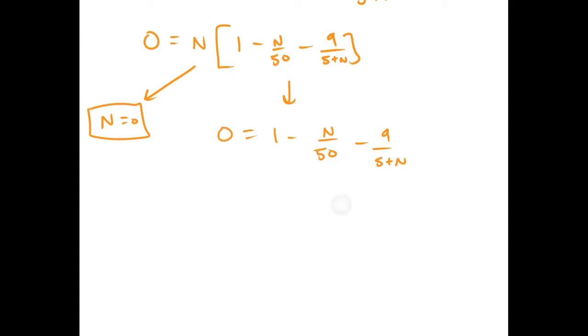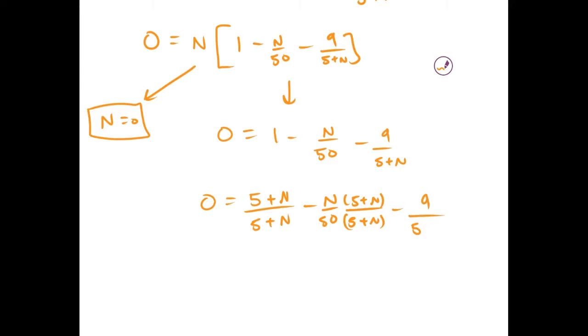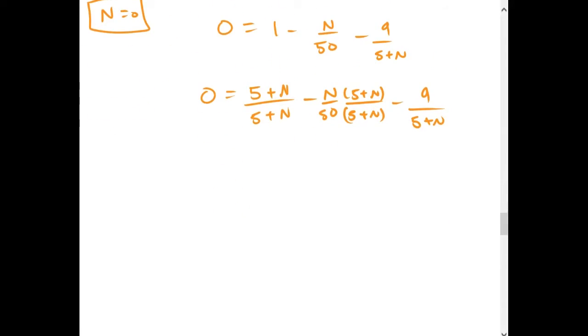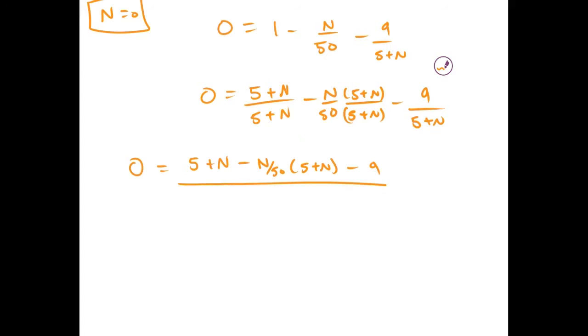we need to give everything a common denominator. So we'll multiply everything on the top and bottom by 5 plus N. So 1 becomes 5 plus N, N over 50 times 5 plus N, minus 9, all over 5 plus N.